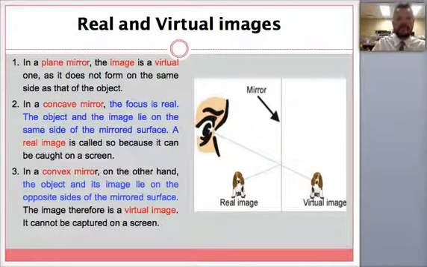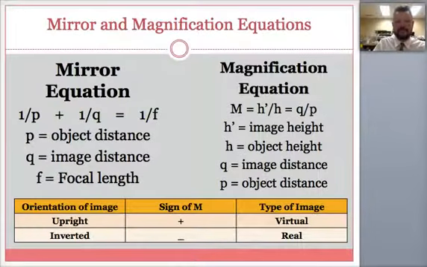Plane mirror, the image is a virtual one. Concave, the focus is real, and it is a real image. Convex mirrors, it is a virtual image. This is the mirror equation: 1 over p plus 1 over q is equal to 1 over f. The magnification equation is M equals h prime over h, which is equal to negative q over p. The sign of M, plus or minus, tells you whether it's a virtual or real image.